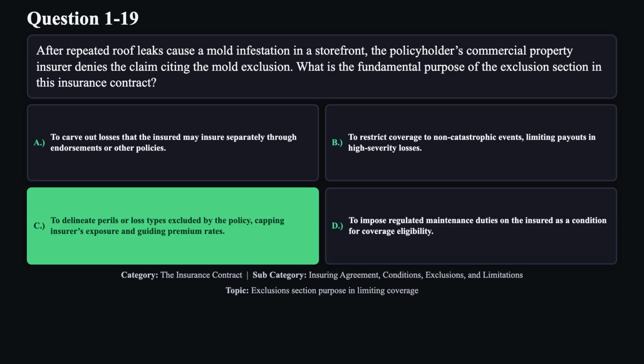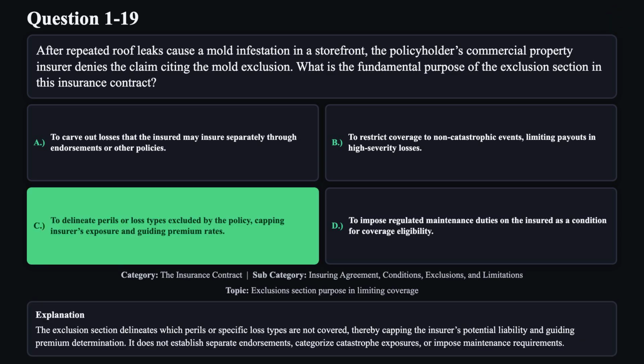The correct answer is C. The exclusion section delineates which perils or specific loss types are not covered, thereby capping the insurer's potential liability and guiding premium determination. It does not establish separate endorsements, categorize catastrophe exposures, or impose maintenance requirements.